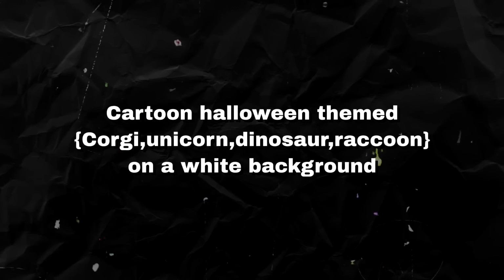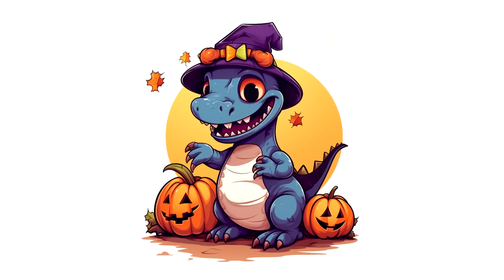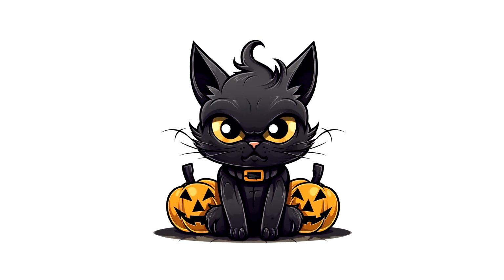Prompt number 2 is another really simple one, but simple often works well with Midjourney, and it goes: cartoon Halloween themed corgi or unicorn, whatever your topic is, on a white background. And this has been getting me some amazing results for many different niches and topics, so definitely try this one out. You will always get some sort of orange color scheme.